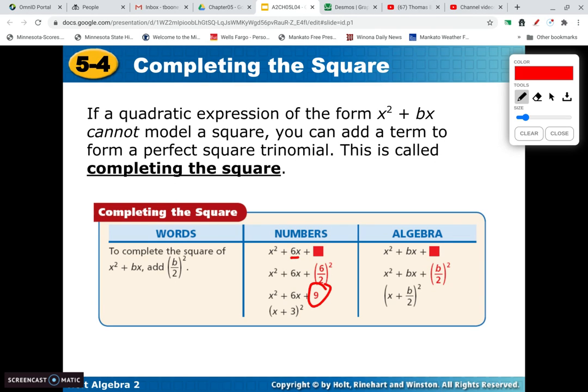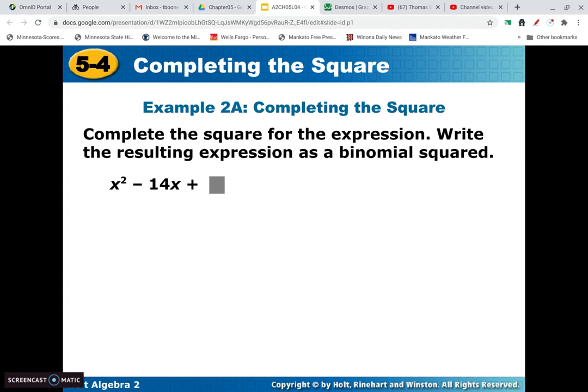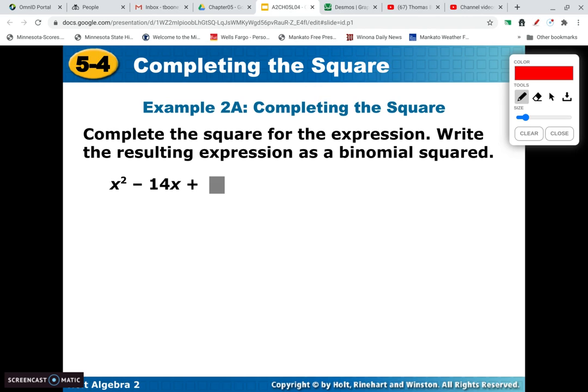It's kind of a slick little strategy that we can use when doing that. Let's try some and see how it works. Let's practice a little bit first on how this goes. We have x squared minus 14x. So what we're going to do is take half of 14, which is 7, and square it. So 49. What you're going to see is this is always going to be positive because we're squaring the number.